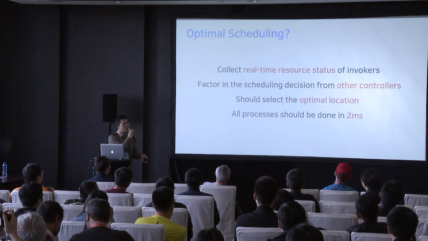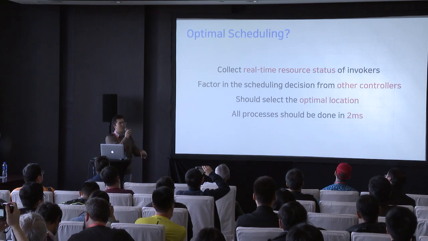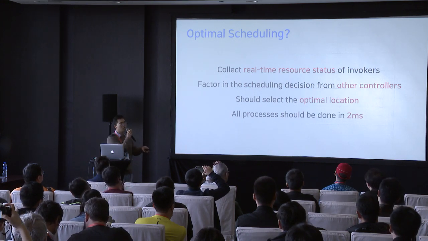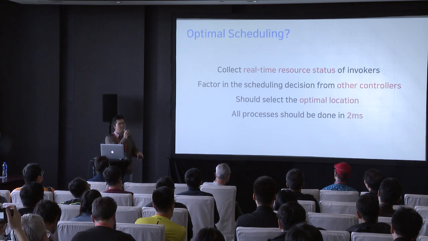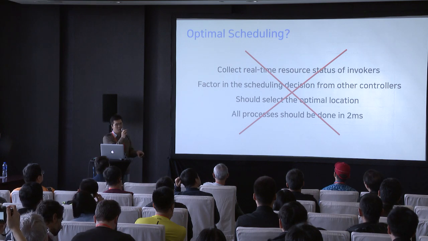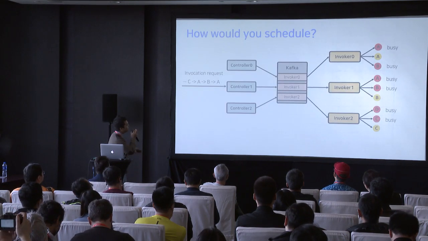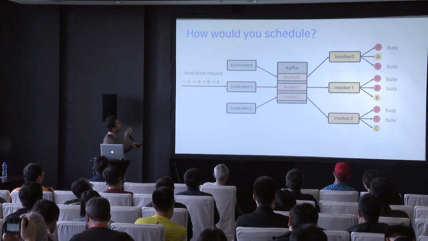And for all available invokers, we should choose the best one, and all this process should be done in only 2 milliseconds. Do you believe it or not? I think this is kind of impossible. So now you can think about it. How would you design the scheduling for OpenWhisk?